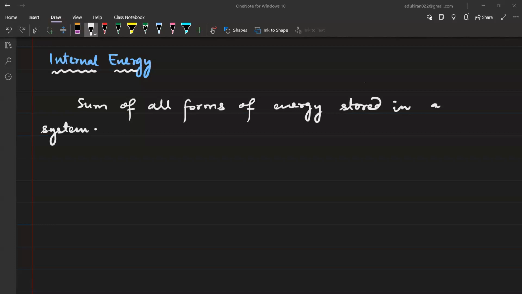Now let us suppose we have a body, and it is moving. While it was moving, it was having kinetic energy. But once it stops moving, it does not have kinetic energy. Correct? Yes or no? Please tell me.